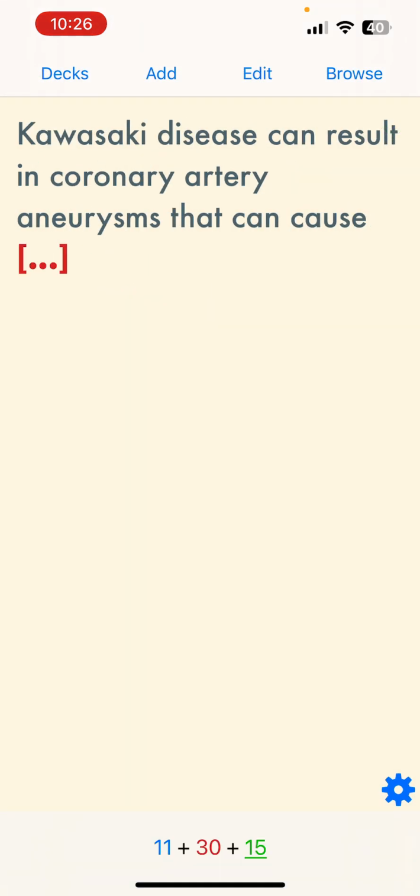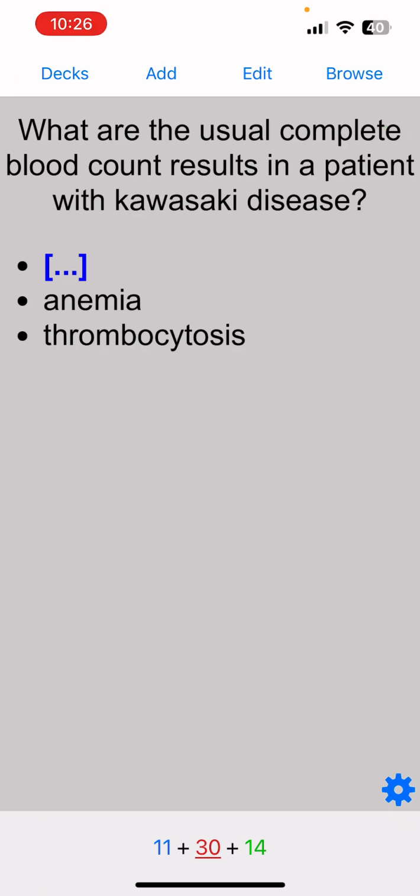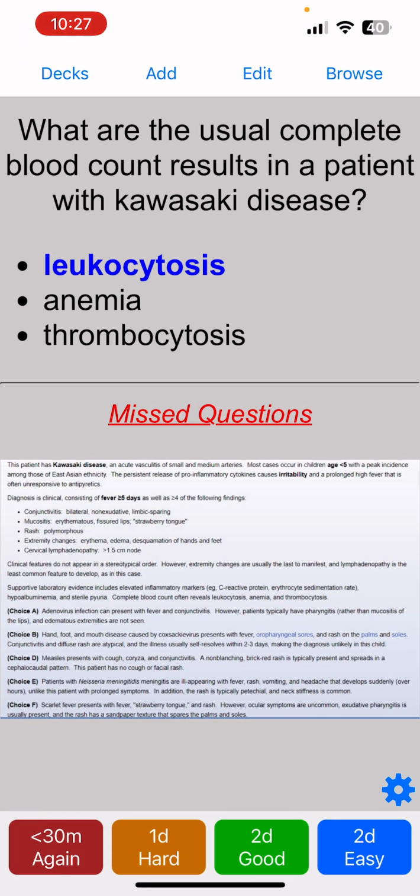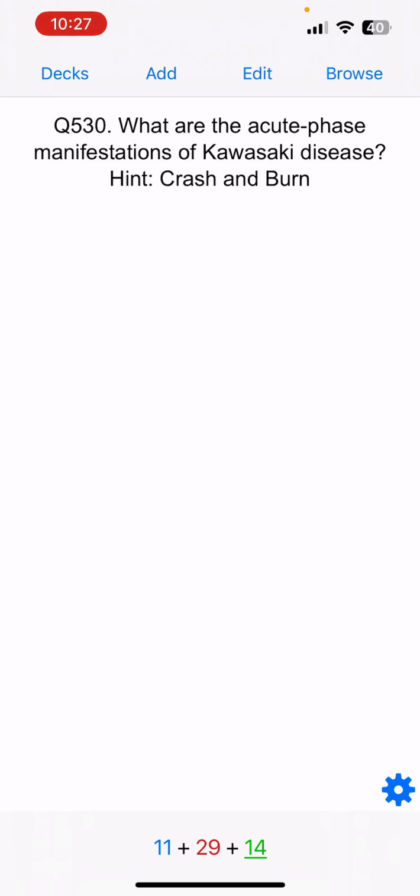Kawasaki disease can result in coronary artery aneurysms that can cause MI. Yep. What are the usual complete blood count results in patients with Kawasaki disease? Okay, they may have increased white blood cell count, leukocytosis, yeah. What are the acute phase manifestations? Crash and burn.